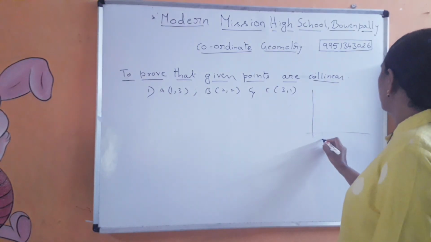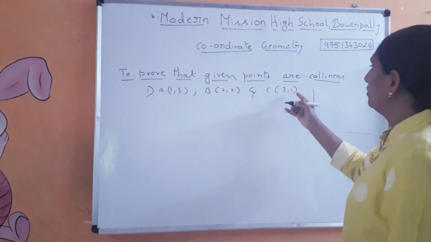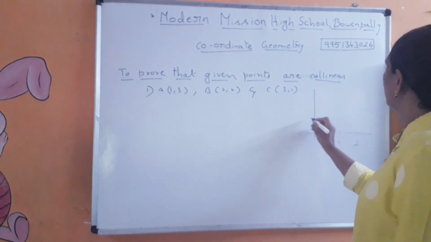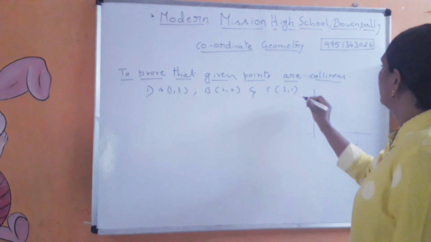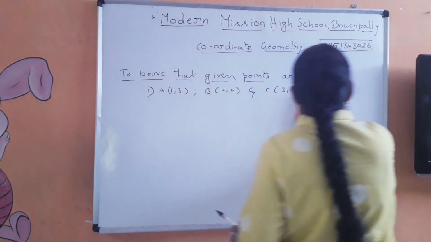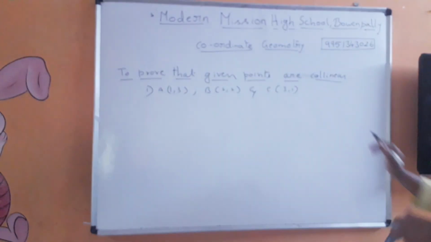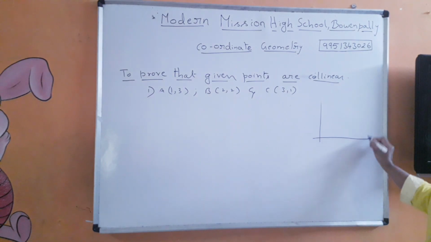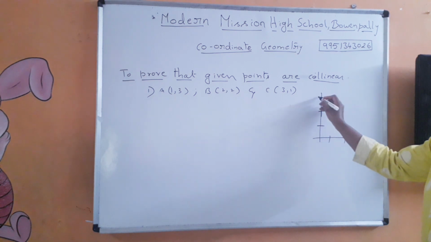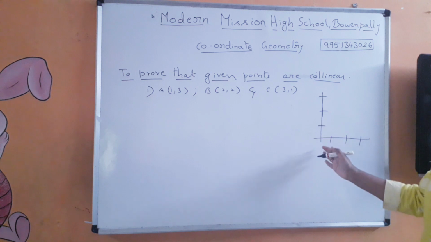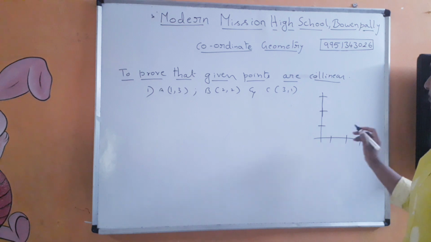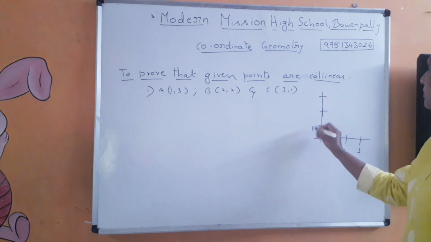Okay. So let me divide this as 1. Depending on what values I have, so 1, 2, 3, 1, 2, 3. I am not bothered now here to take the negative x and y axis. Why? Because there are no negative coordinate points. Right. So 1, 2, 3, 1, 2, 3.